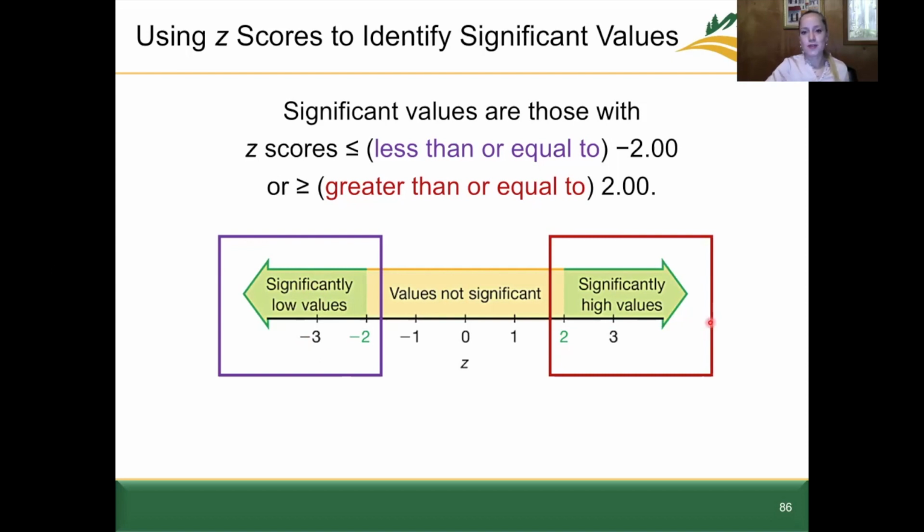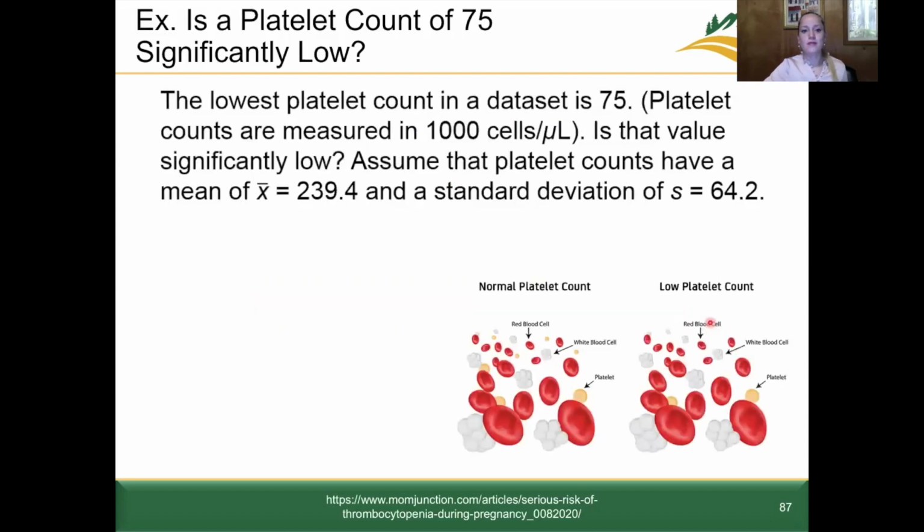I also told you we'd do an example, so here we go. So the lowest platelet count in a data set is 75. Platelet counts are measured in 1,000 cells per microliter of blood, typically. So now we ask, is that value significantly low?